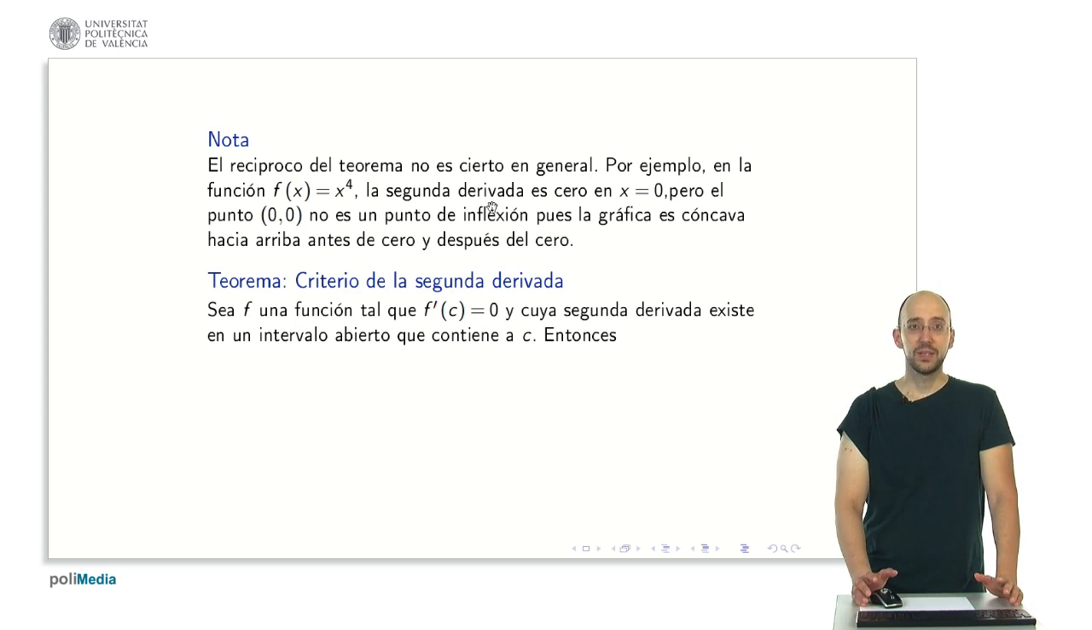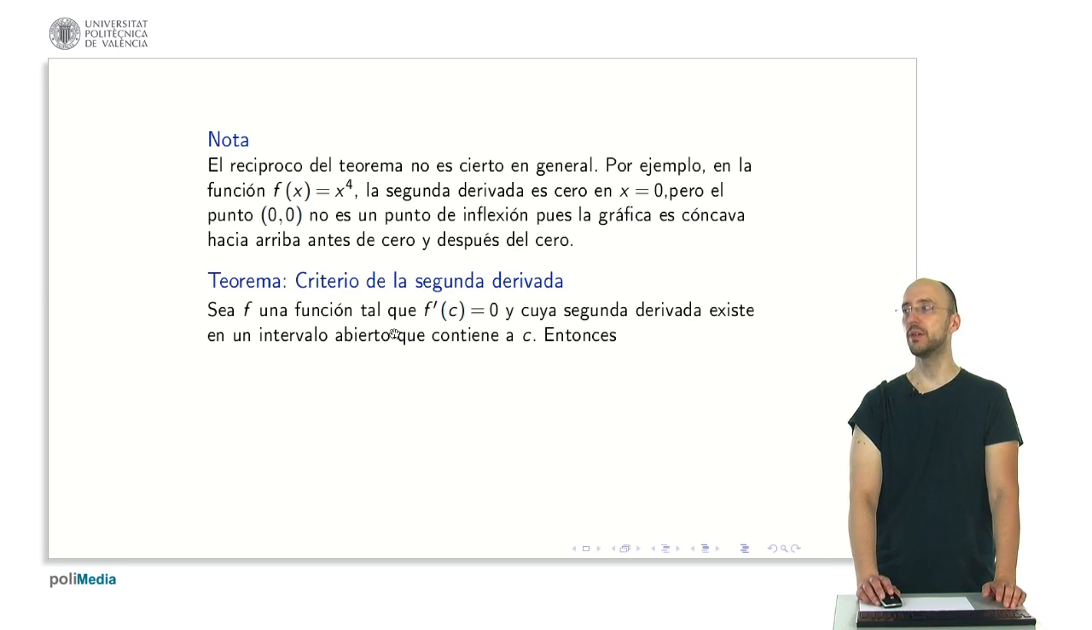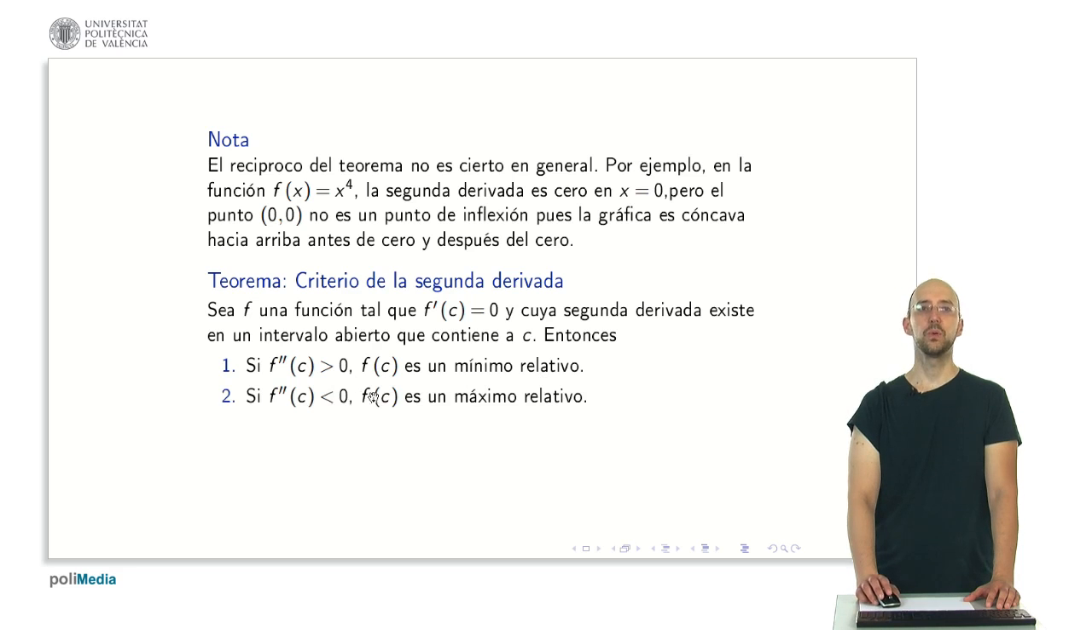What else can we use the second derivatives for? There's a highly significant theorem known as the second derivative test, which enables us to categorize a function's extrema based on the second derivative. Let's select a function for which f prime of c equals 0, meaning c is a critical point, and the second derivative also exists in an open interval containing c. Then, if the second derivative at c is positive, f of c is a relative minimum, and if the second derivative at c is negative, f of c is a relative maximum.